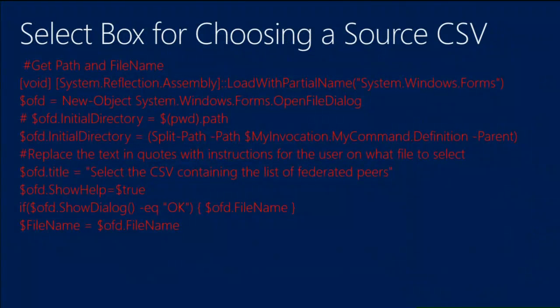So the first thing we need to do is this .NET code that we need to be able to pop up the Explorer box, so we can find that CSV file. Most of this isn't too relevant; it's just generic code. The important bit is we can change the name that appears and the help for the user, to tell them what file they're looking for. And essentially at the end, this all gets put into our $filename.